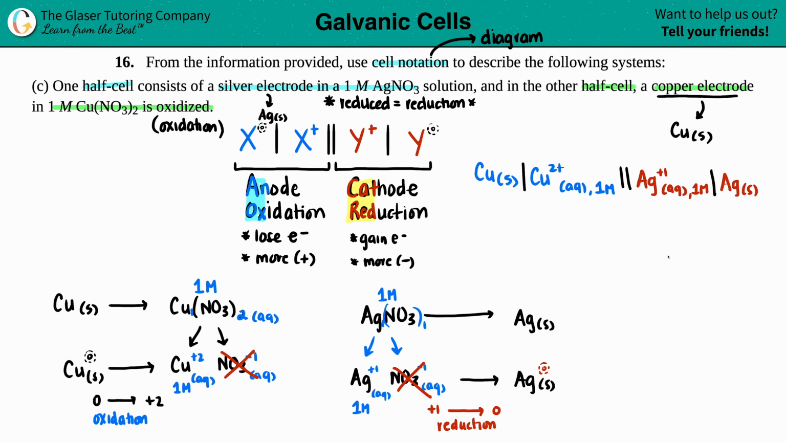Now, do we need to add an inert electrode? Not in this case, because I already have my electrodes linked up. I got a silver electrode, that was a metal, that was a solid, and a copper electrode. So we're all good here. This is your final answer.